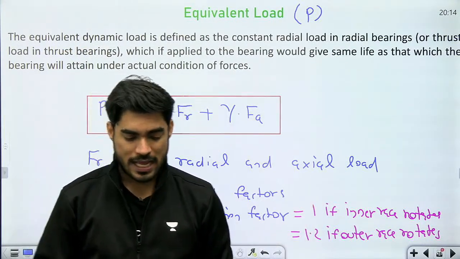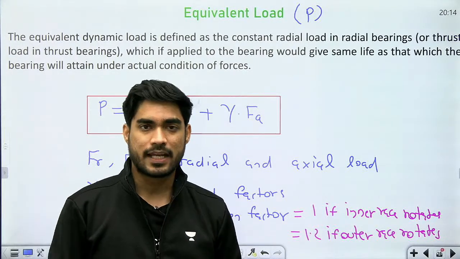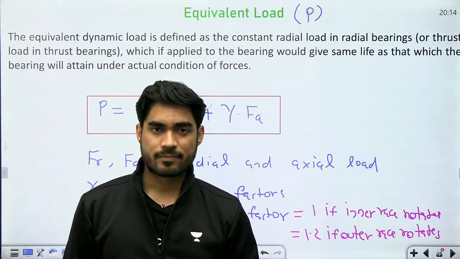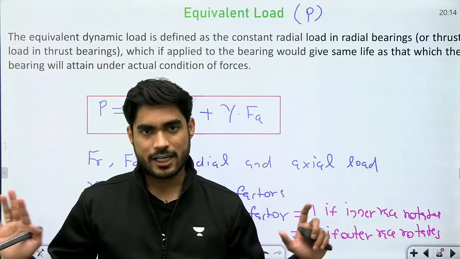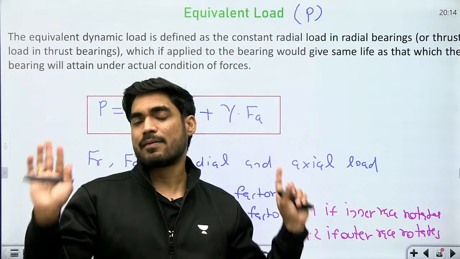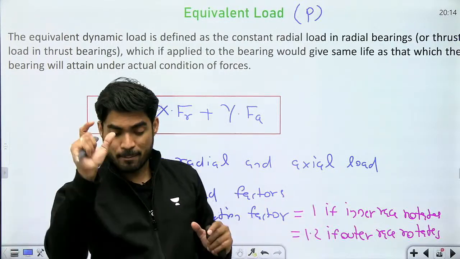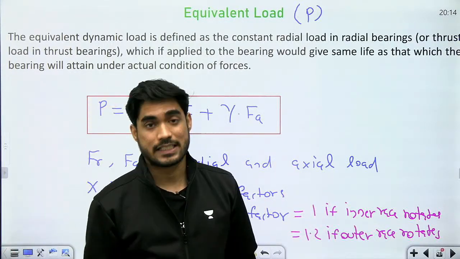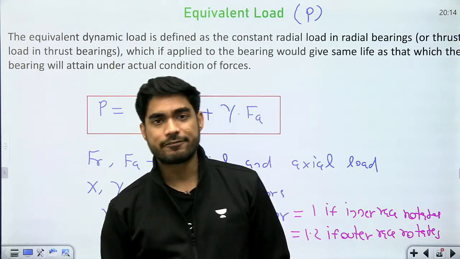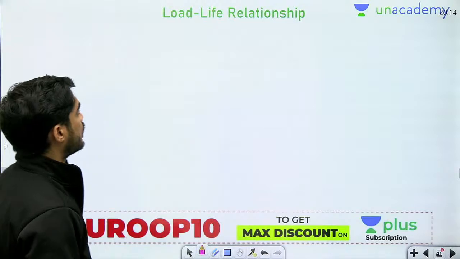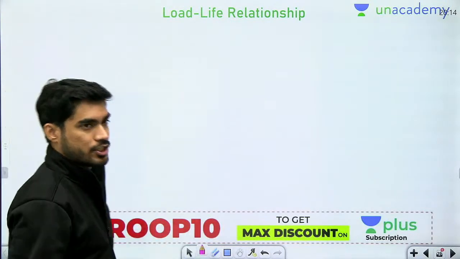If I increase the load, if more load is acting on the bearing, the life will be more or less. If the load is increasing, obviously the life will be decreasing, right? So the life is inversely proportional to load, but there must be some particular, some specific relation. Okay? There must be some specific relation between the load and life. So what is that relation? So let's see the load life relation.